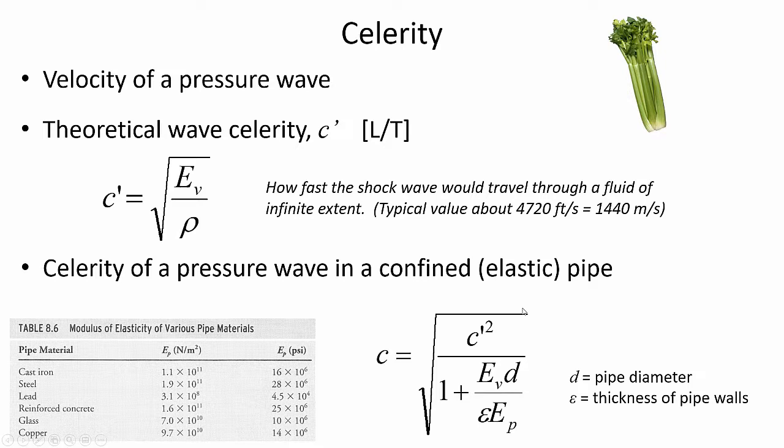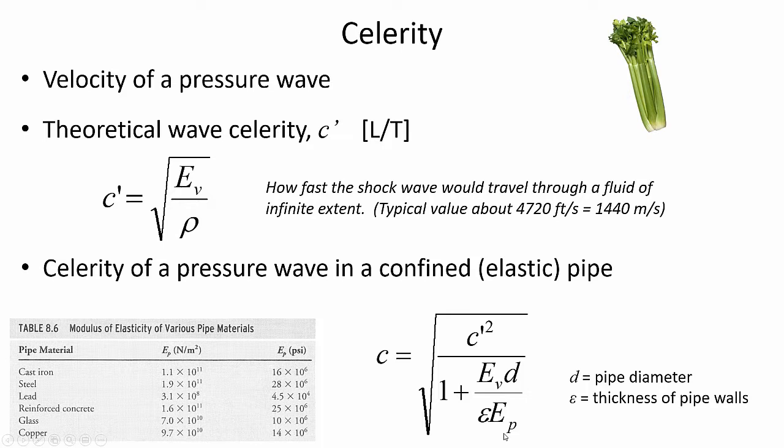So if you have an elastic pipe, you have to take that theoretical celerity and modify it according to both the pipe parameters and also the physical properties of the water itself. So if you look at how we convert the theoretical celerity to the celerity in a confined pipe, then it's taking into account here in the denominator both the bulk modulus of elasticity for water, the diameter of the pipe, and then the thickness of the pipe walls. So if we're talking about a 2-inch pipe, we'd need to know what's the thickness of the pipe walls, and then also what's the modulus of elasticity for the material that the pipe itself is made out of.